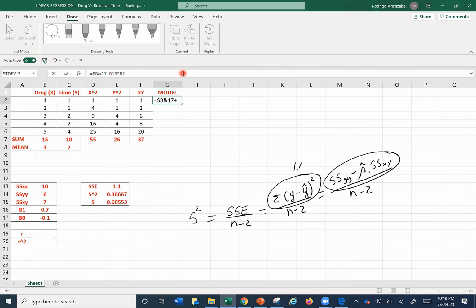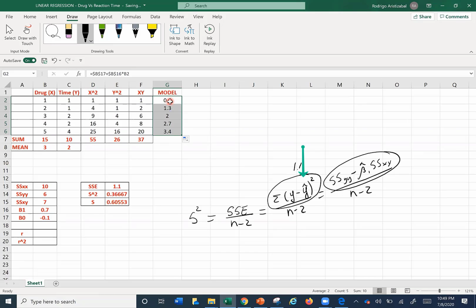The dollar symbol fixes these values in my formula, because I will copy this formula in all of these cells. Okay, that is the formula. Then let's copy this formula in all of these cells. That is my model. That is my expectation.